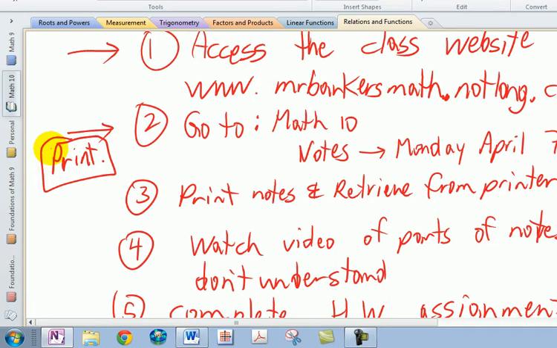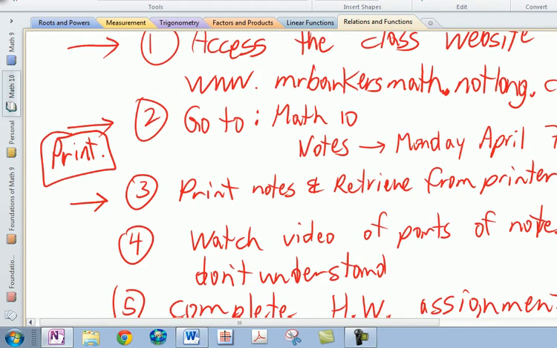You should have printed those notes and retrieved them from the printer, unless you plan on watching the entire video per length and doing your homework afterwards. I recommend printing the notes. Save yourself some time. A lot of today's stuff is going to be definitions, which you don't need to write down. You can look at them, then understand and interpret as you watch the video.